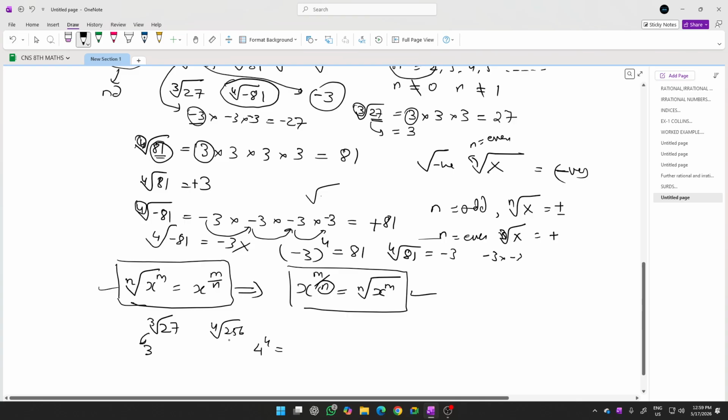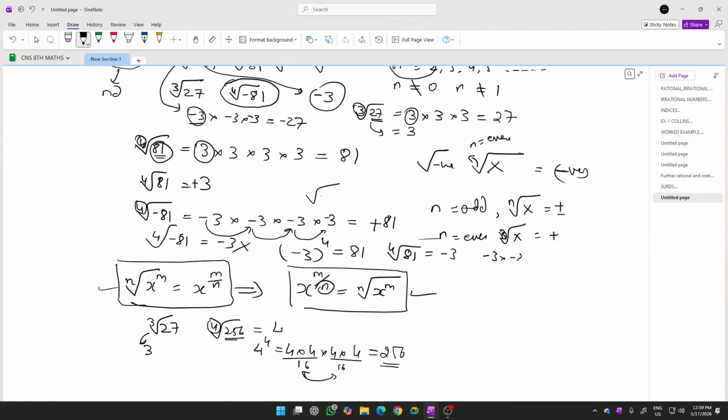Now, for 4th root of 256, think of a number which multiplied 4 times will give you 256. So 4 is a number which you multiply 4 times. 4 into 4 into 4 into 4 will give you 256. See, 4 into 4 is 16. Another 4 into 4 is 16. And 16 into 16 is 256. So 4th root of 256 can be written as 4.